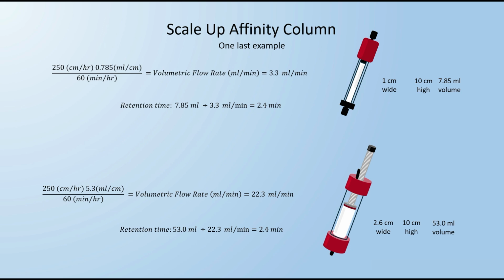Now, if we want to run a wider 2.6 centimeter wide column with a cross-sectional area of 5.3 mL per centimeter, we just plug in the numbers again to find that the volumetric flow rate for this scale would be 22.3 mL per minute. We can check our work and see that the retention time will still be 2.4 minutes as well.